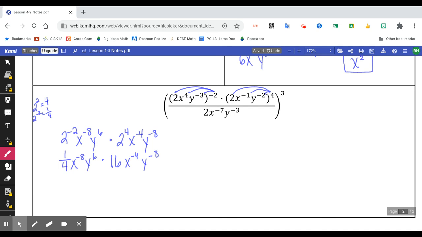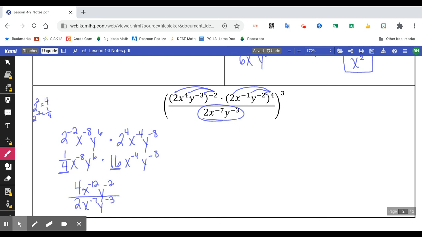Now, I got to multiply here and add exponents. So 1/4 times 16 is like 16 divided by 4, so that's 4. And then negative 8 and negative 4 gives me x to the negative 12. 6 plus negative 8 gives me y to the negative 2. And then I have that all over the top part up here comes back into play. So 2x to the negative 7, y to the negative 3.